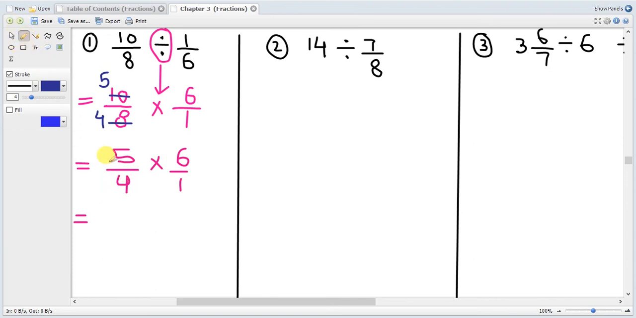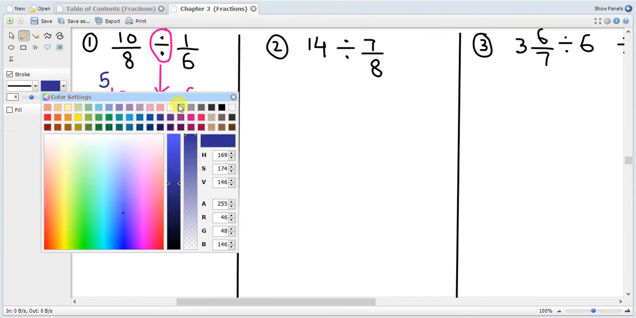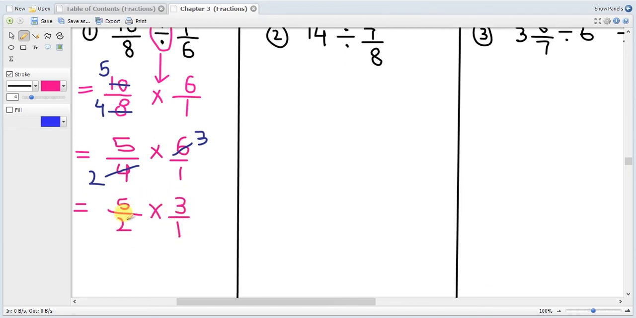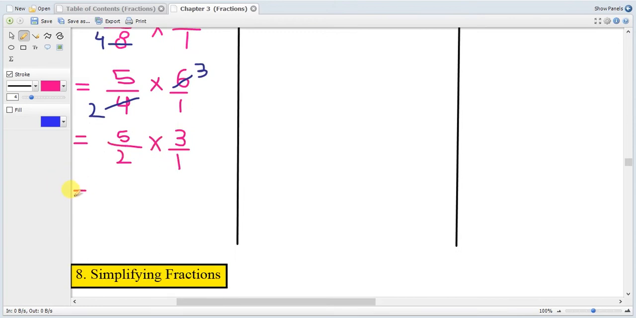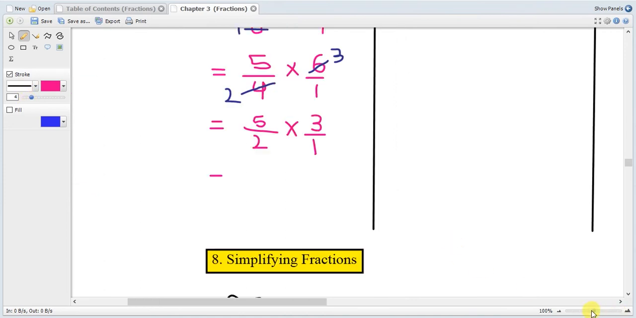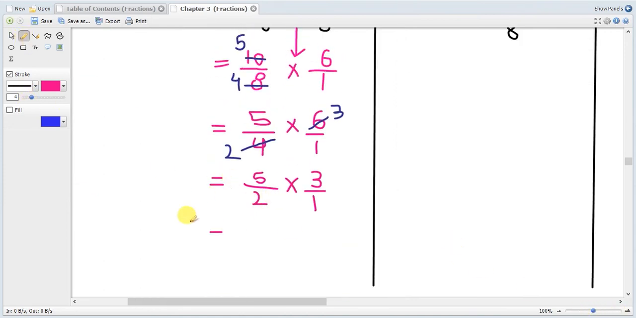So go for it. This will give me 2 times 2 is 4 and this will give me 3 times 2 is 6. Now write down the new fractions at the bottom. So this will give me 5 over 2 times 3 over 1, right? Okay, now check, can this further be simplified or not? So this cannot be simplified further, right? If you check for all the 4 possibilities, this cannot be simplified.